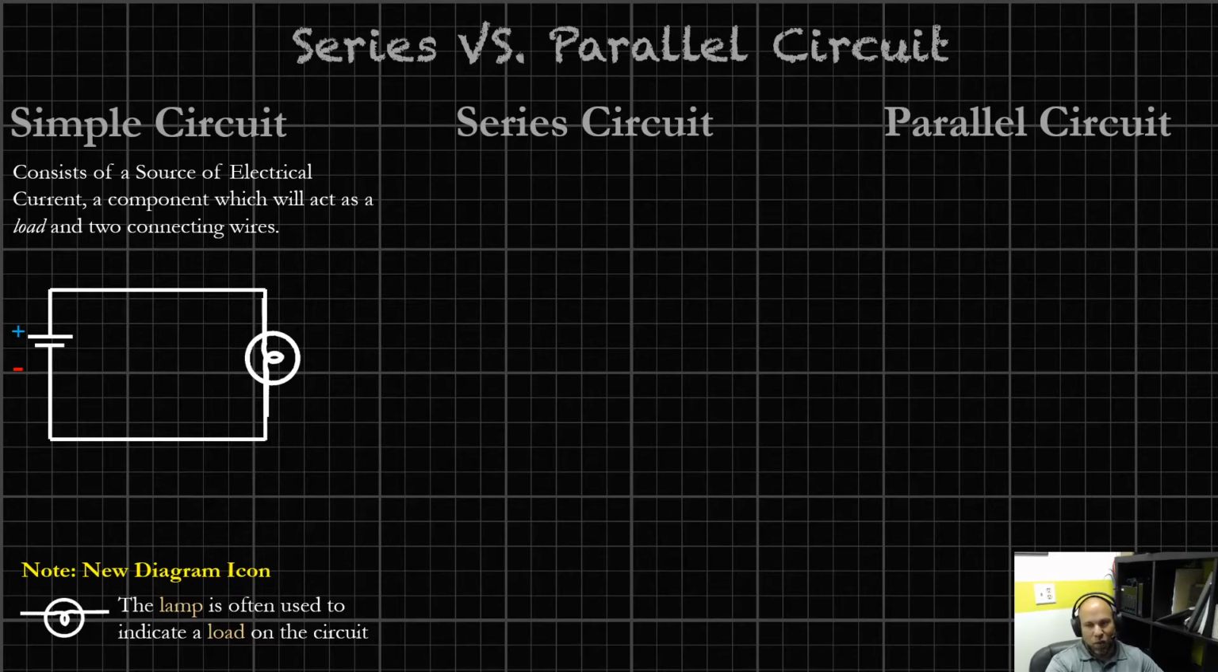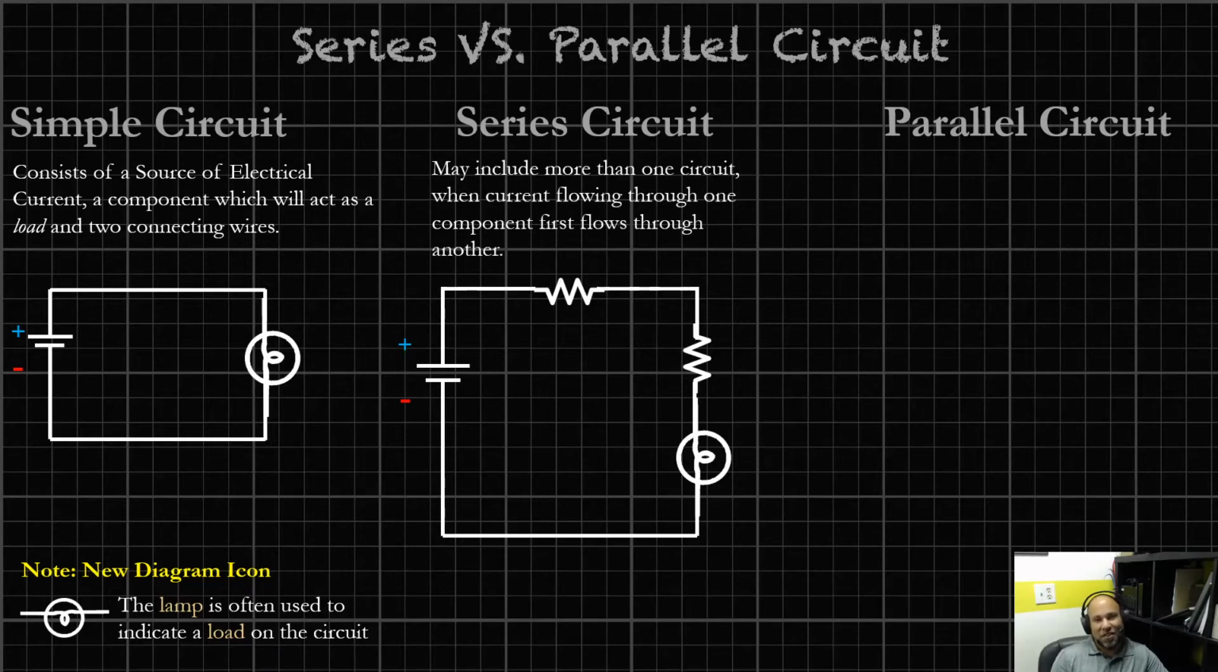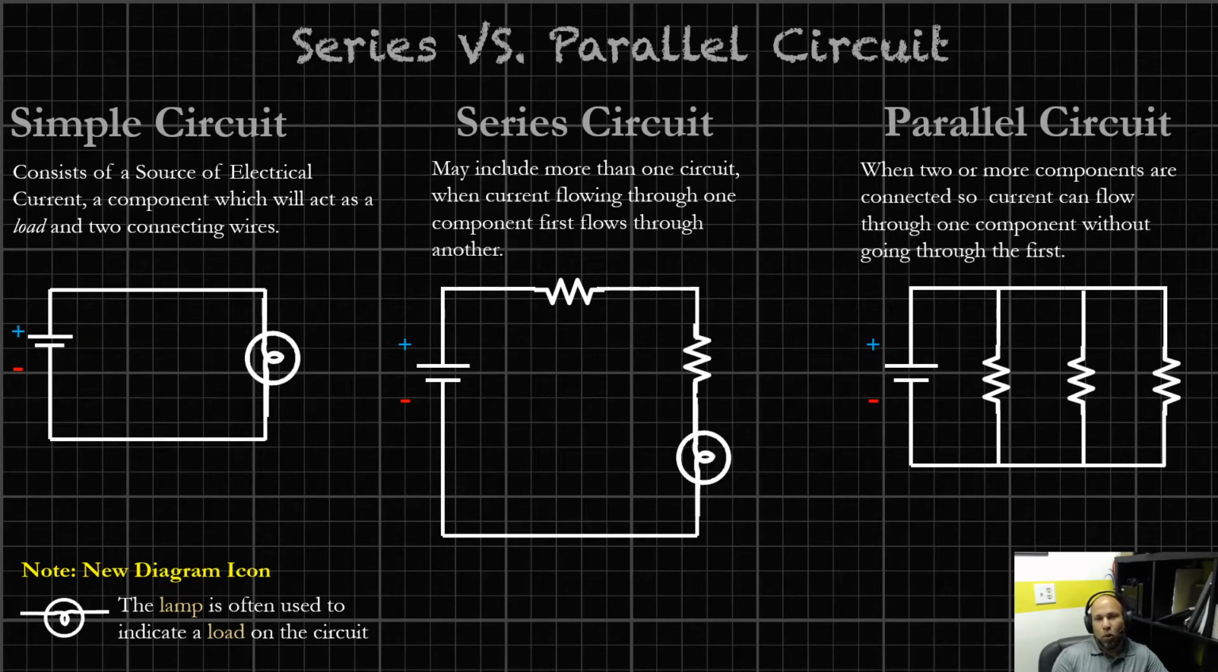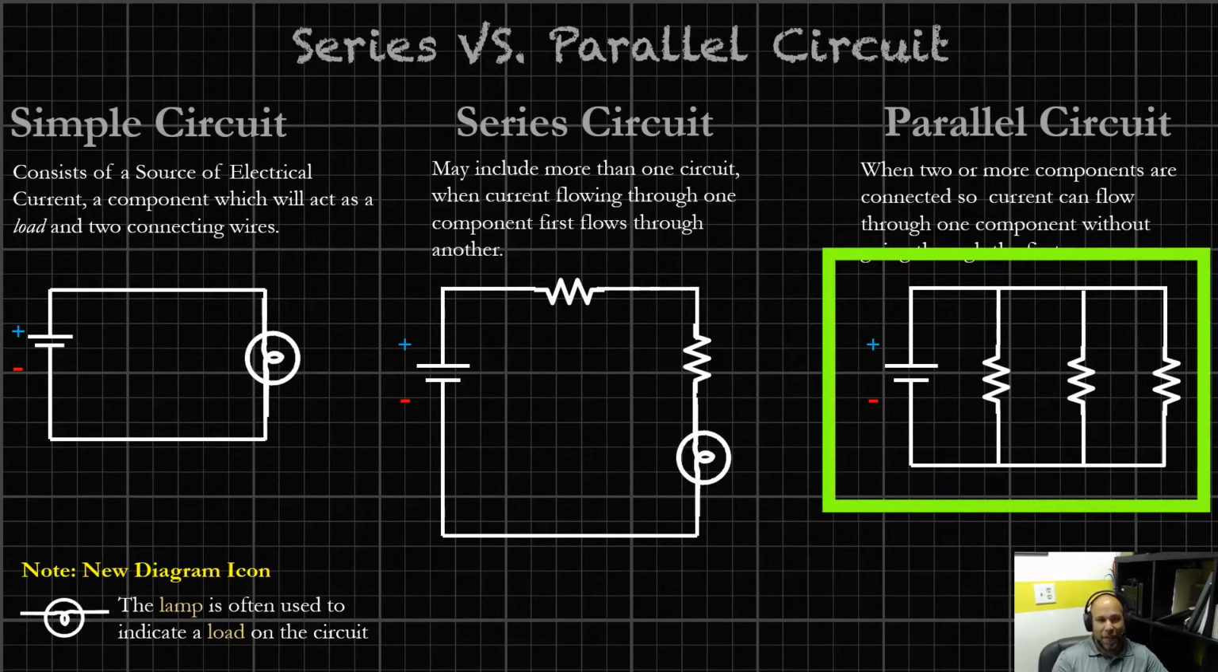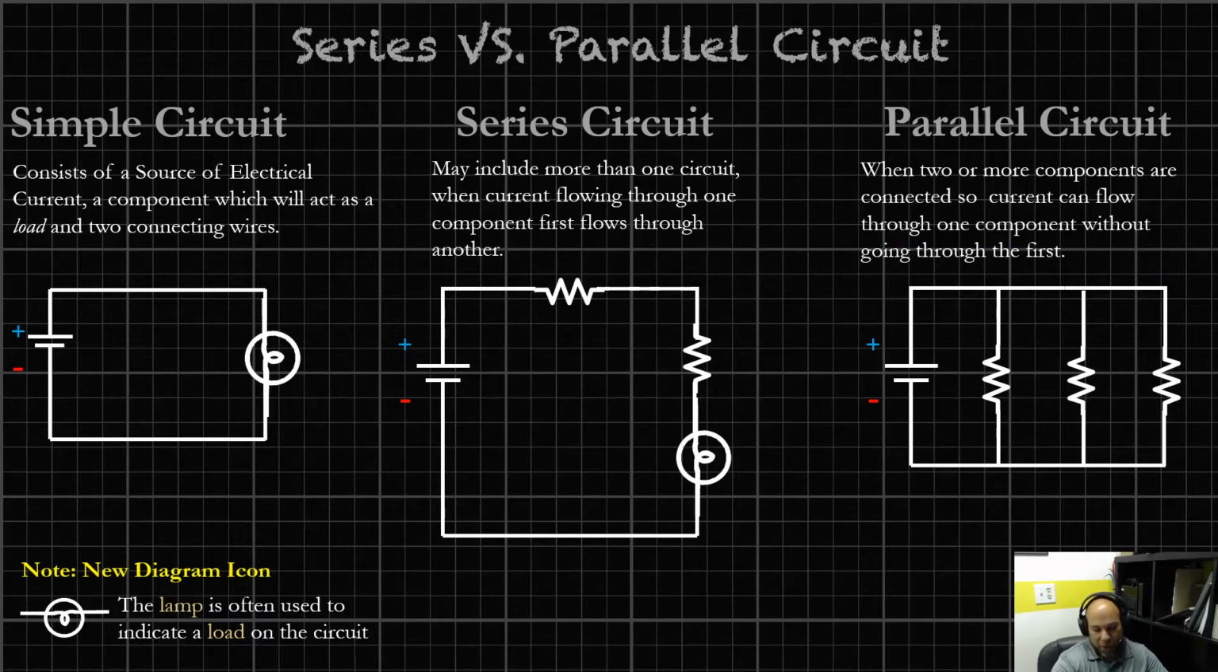So let's move on to what a series circuit is. A series circuit includes more than one component, but only one path for the current to go through. So the current is guaranteed to hit every component in its full loop around the circuit. A parallel circuit is a little different. That's when two or more components are connected, but the current can flow through one component first without going through the other ones. And you can see on the far right, that's what they look like. There's several different paths for the current to go through in the circuit. It's not relegated to just one straight shot.